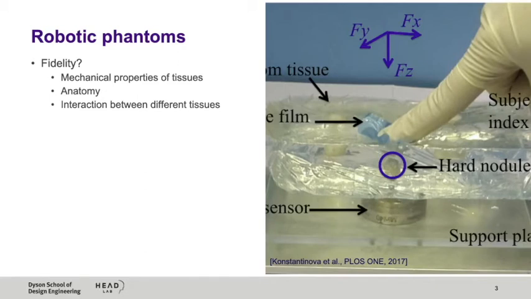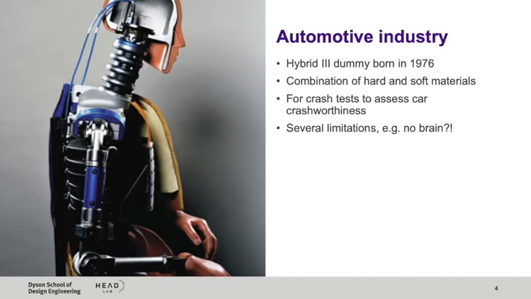Probably the best example of the most advanced type of physical surrogate models can be found in the automotive industry, of course, where there is much more money. This is the Hybrid 3 dummy. It was born in 1976, designed in the GM. You can see a cross-section of different parts of the dummy. It has a combination of hard and soft materials, and these are supposed to represent different tissues. They are not necessarily anatomically correct, but they provide the response that they are designed for.